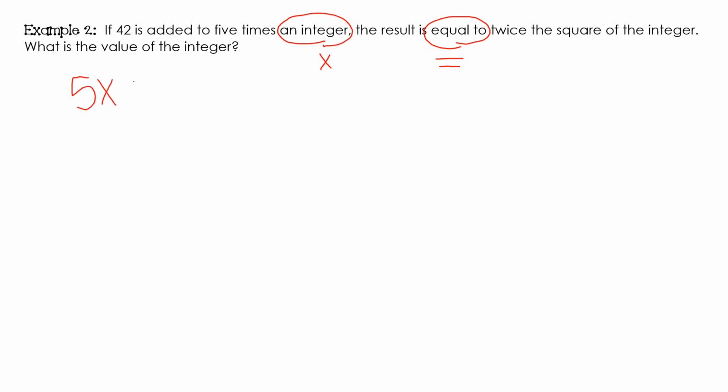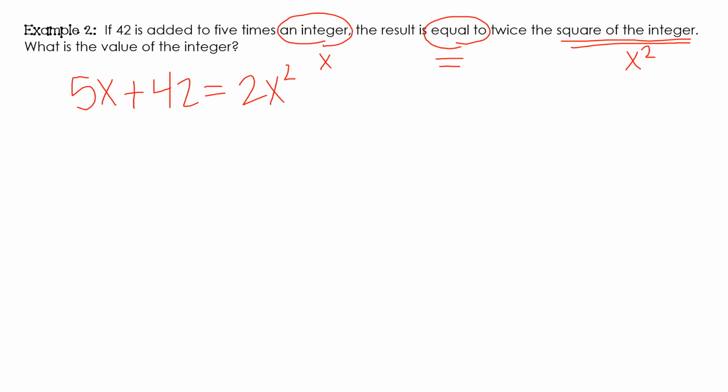42 is being added to that, so plus 42. And then the result is equal to twice the square of the integer. So that would be x squared. And twice would be doubling it, times 2. So 2x squared. Okay, so that's my setup.